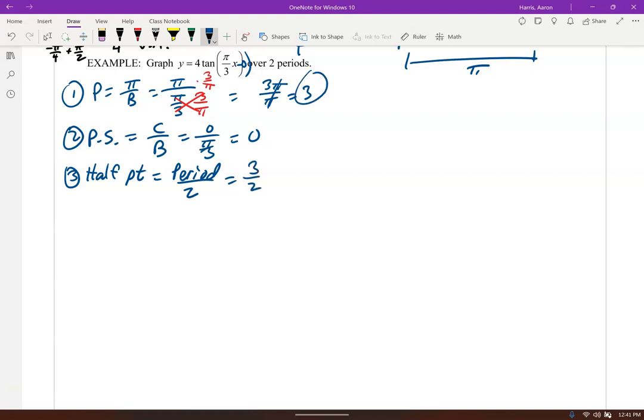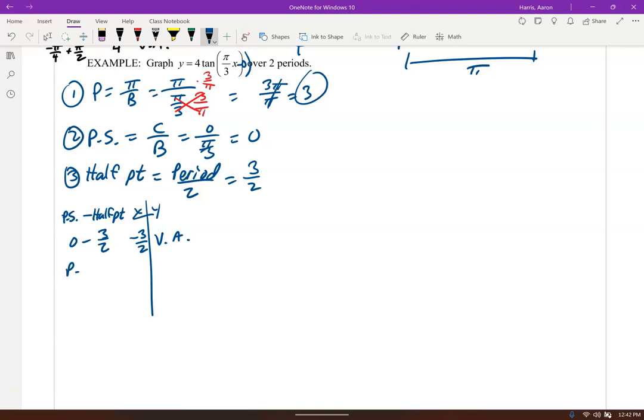And so with the tangent, remember, the first point is actually not the phase shift. It's the phase shift minus the half point. That's where you want to start with the tangent. So 0 minus 3 halves is negative 3 halves, and that'll give you your first vertical asymptote for this one.